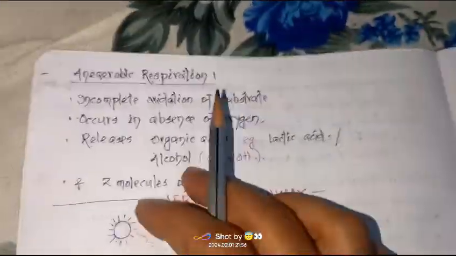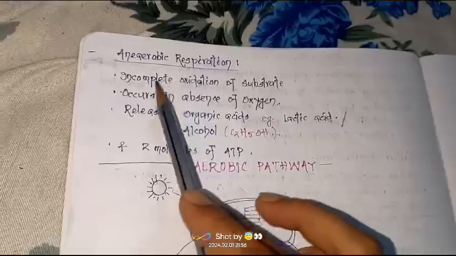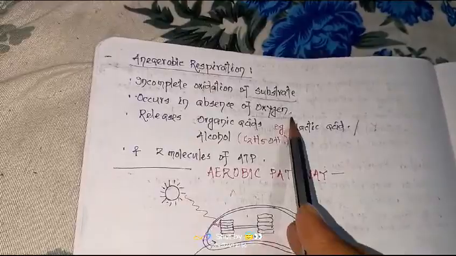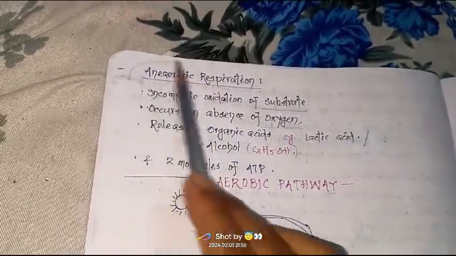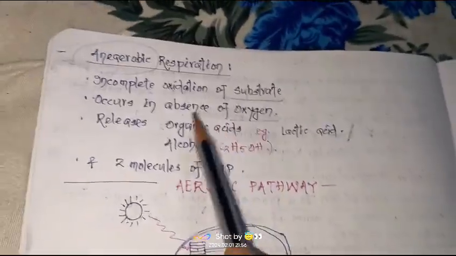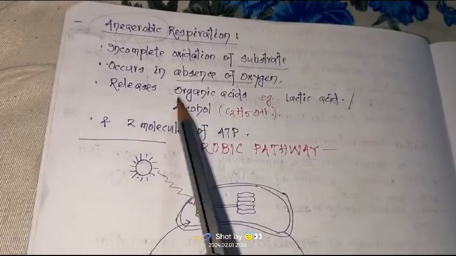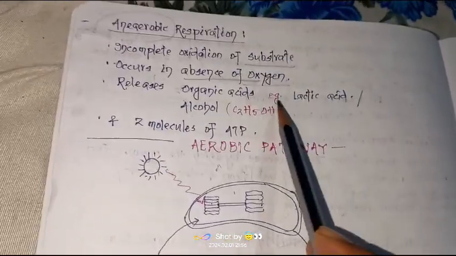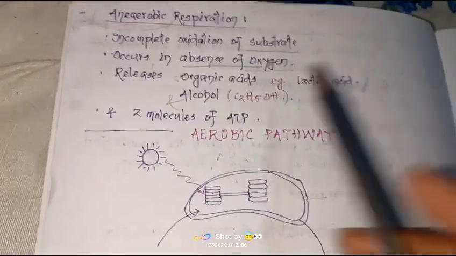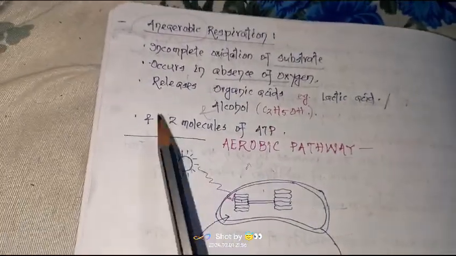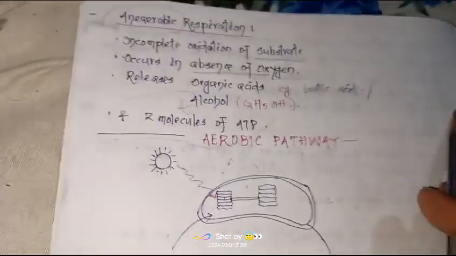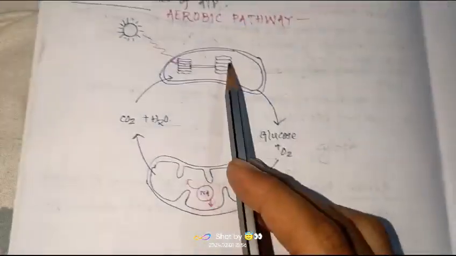Now coming to anaerobic respiration. In anaerobic respiration, incomplete oxidation of the substrate occurs. It occurs in absence of oxygen, so this is called anaerobic respiration. It releases organic acids like lactic acid, and alcohol is also released, and only two molecules of ATP are produced in anaerobic respiration. Right, then this is the aerobic pathway.